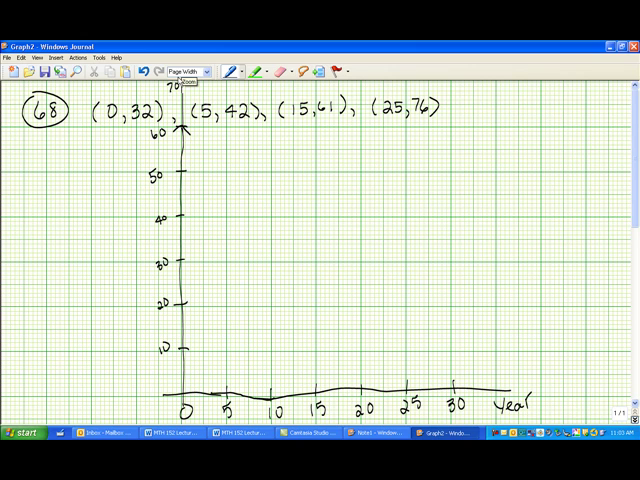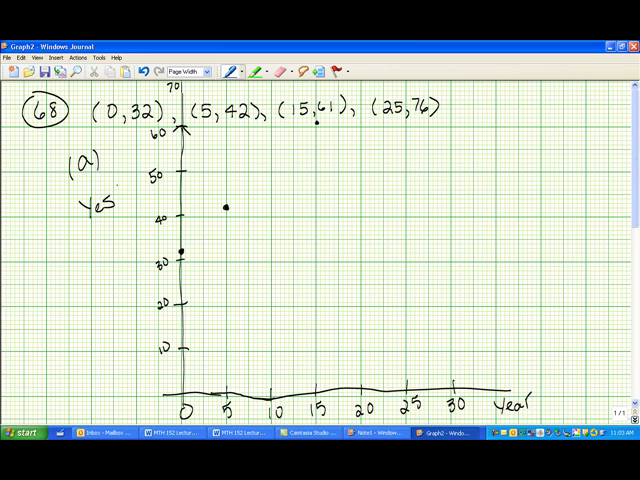Okay, so 0, 32, 5, 42, 15, 61, and 25, it's going to be up about here. So the question is, does it look like a line? And my response to that question, I would say yes. This is part A.